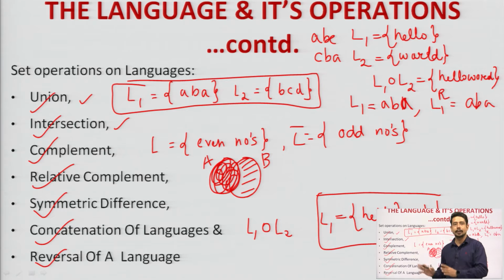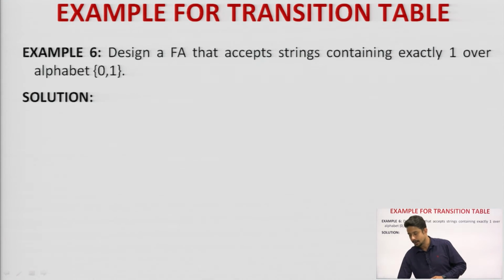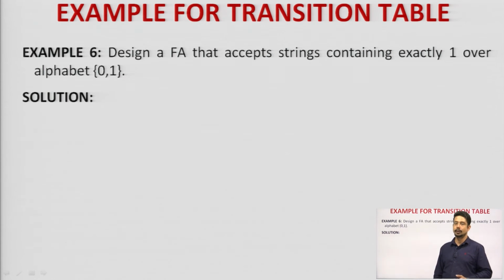So, these are the basic operations being performed over a language. Based on that, you can design a particular automata. Now, we can come up with the next slide and continue with the examples that we were doing in the previous video. In the previous video we summed up 5 examples. Now, I am going with example number 6.